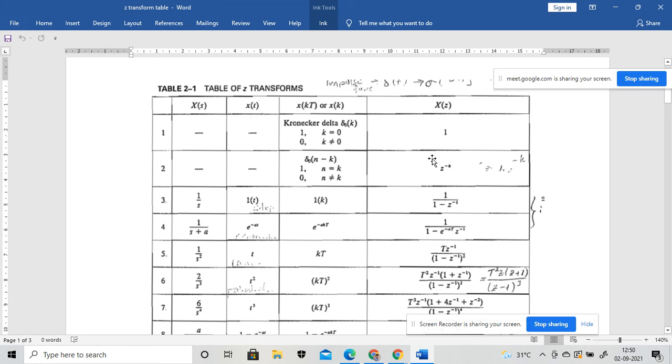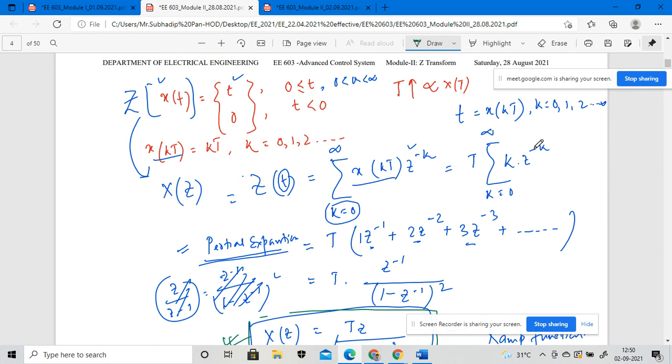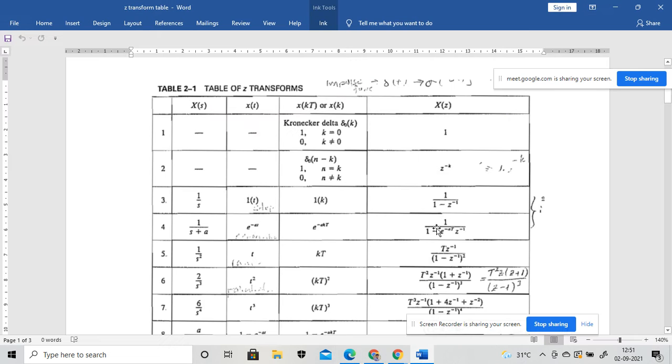So z to the power minus k. I will show you these things. So here we have z to the power minus k, right? This function, after doing the z transformation, if this kind of function comes, suppose k varies from 0, 1, 2, dot dot dot up to n or up to infinity, then you have to put the value of the z transformation as z to the power minus k. Okay, so the same thing we will see in this particular table.